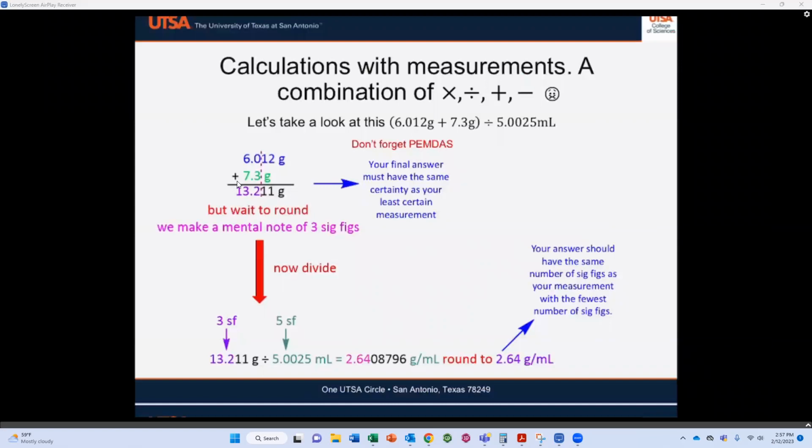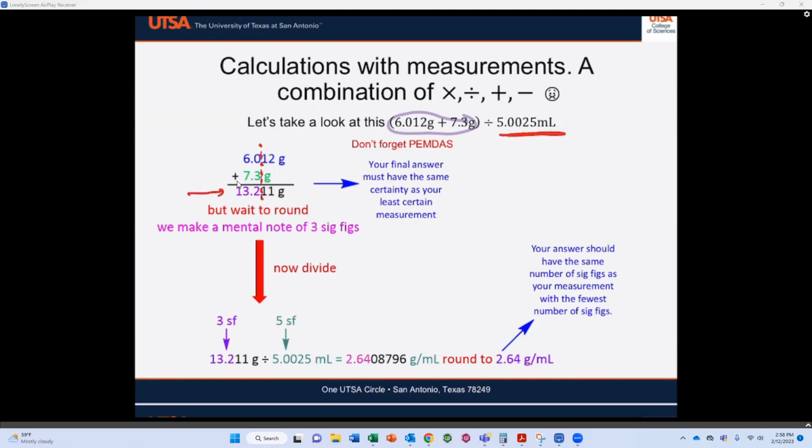So we have to remember our order of operations, PEMDAS, which is pretty simple because I put some parentheses here. So the first thing we're going to do is this addition problem. So we're going to add 6.012 grams to 7.3 grams. Keeping in mind that my level of certainty ends here. Okay, and so the 13.2 would be my final answer, as if this is where I was stopping, but that's not where I'm stopping. The next thing is we're now going to divide by this number, this measurement.